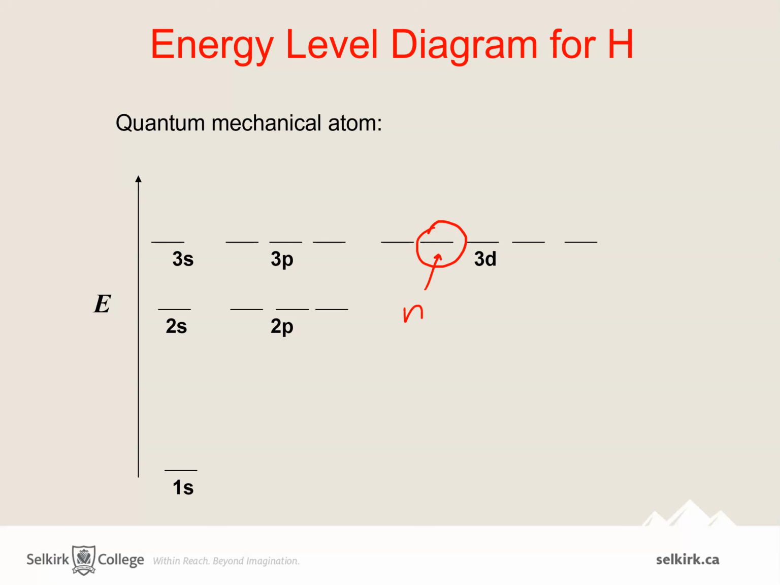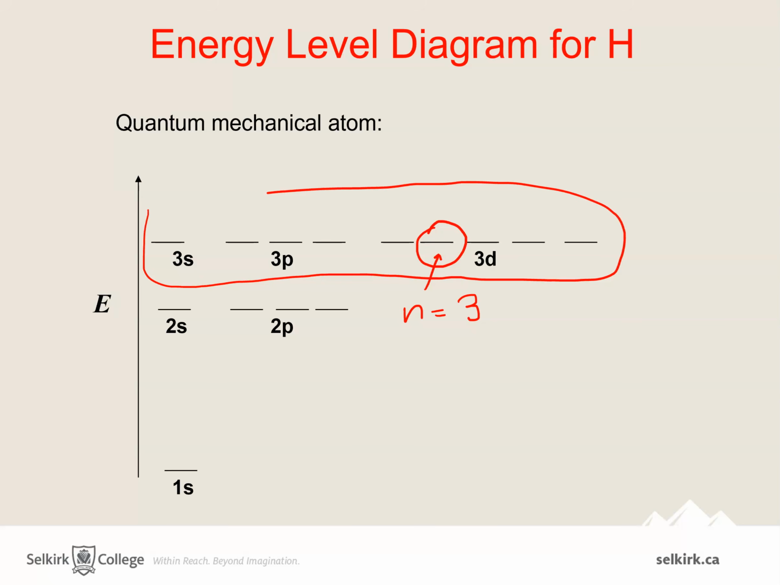So we're going to assign the first quantum number, n. And remember, that was the energy level. That orbital I circled is in the third energy level, so n equals 3. But if I just say n equals 3, that means it could be any orbital in the third energy level. I need to narrow it down even further.